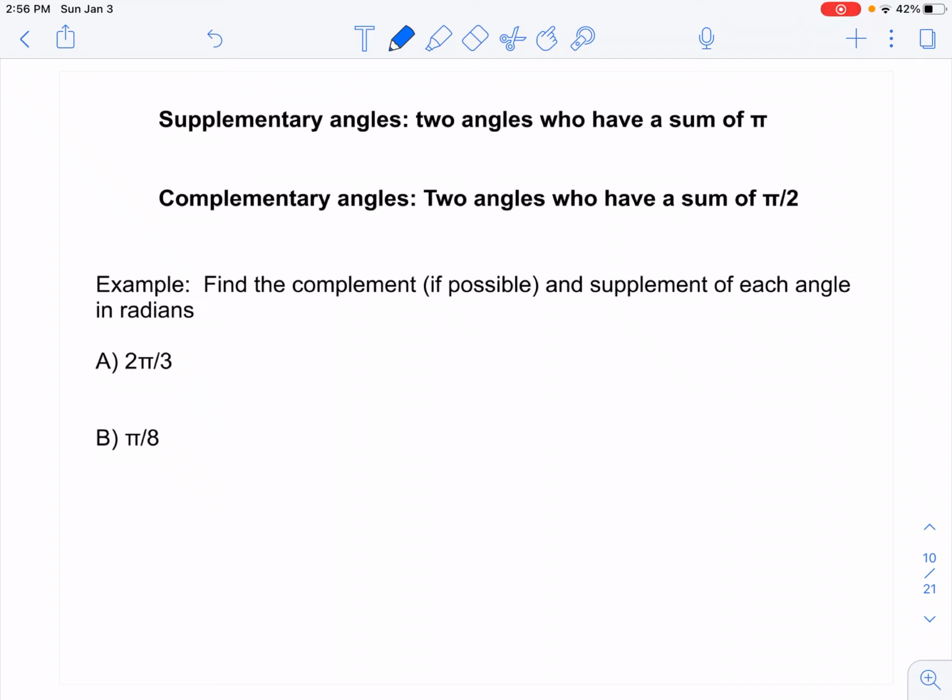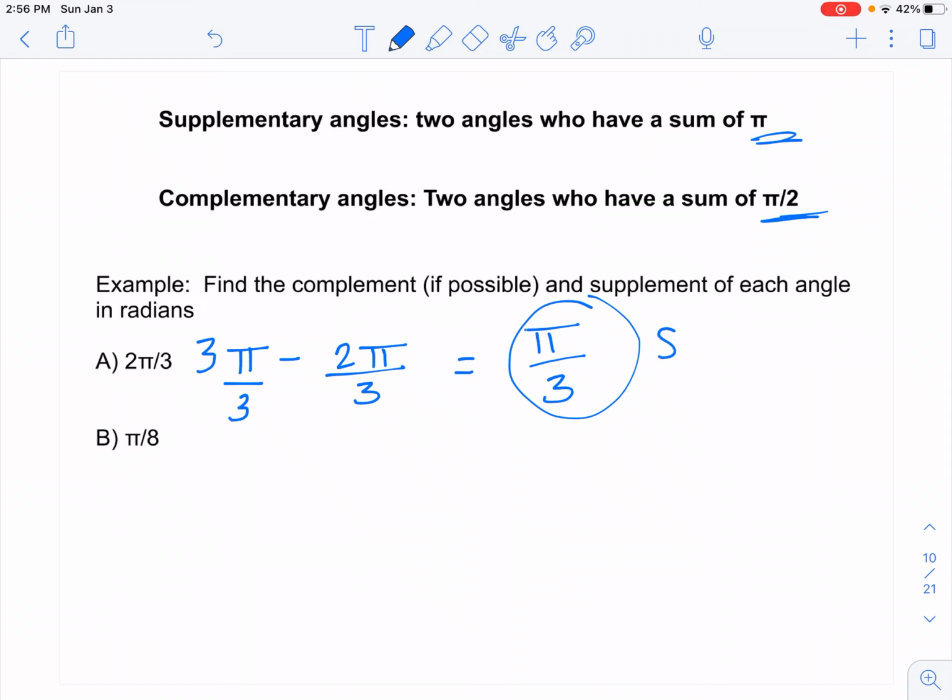Supplementary angles now in radians are two angles that have a sum of pi radians. And complementary angles are angles that have a sum of pi over 2. It says find the complement and the supplement if possible. So I'm going to do pi minus 2 pi over 3. And we're going to get a common denominator, which would be 3 pi over 3. And we get pi over 3. This would be the supplement.